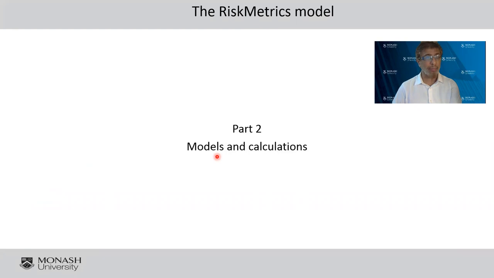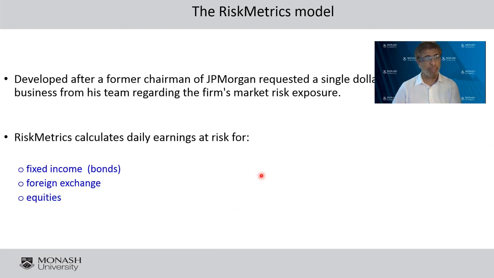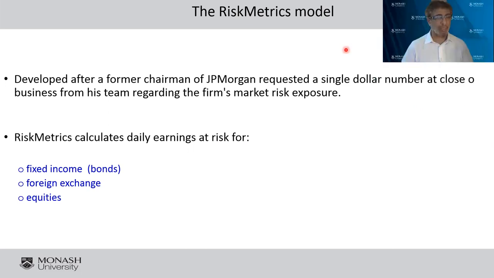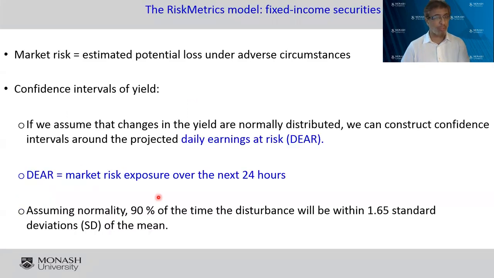So this is part 2. And part 2, when we talk about it, we are talking about the risk matrix model, as I told you. This was, as explained in the first part, developed by the former chairman of JP Morgan. And the risk matrix is calculating daily earning at risk for 1 day, which we call the DIR, for 3 items: the fixed income, foreign exchange, and the equities.